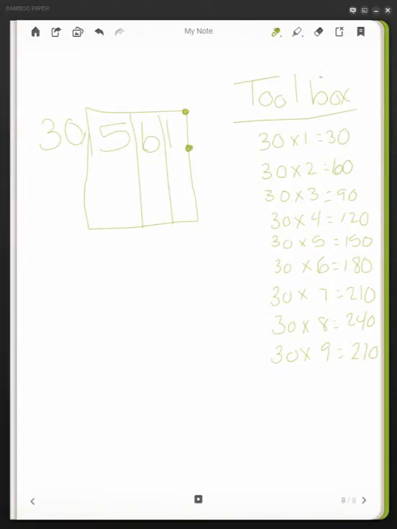So I look over here at my toolbox and I use this as a guide. So I see 30 times 1 is 30, and I've done that all the way down to 30 times 9. Since my 5 is here in the hundreds place, any digit I put here is going to be in the hundreds place. So 30 times 100 is going to give me 3,000. Well, that's too much. So there are going to be no hundreds because there was one set of 100.